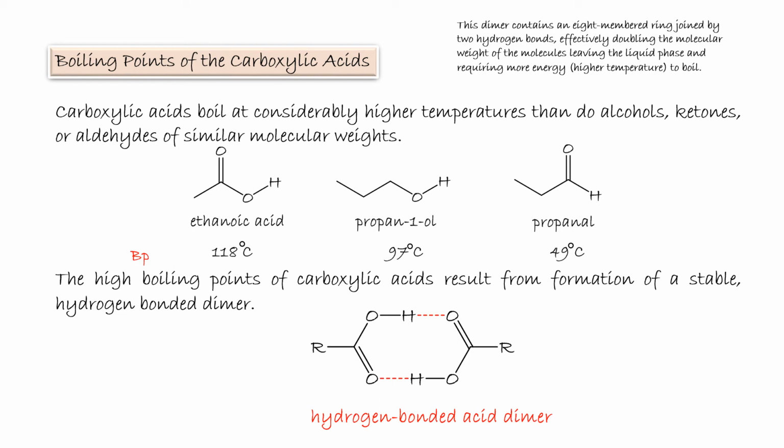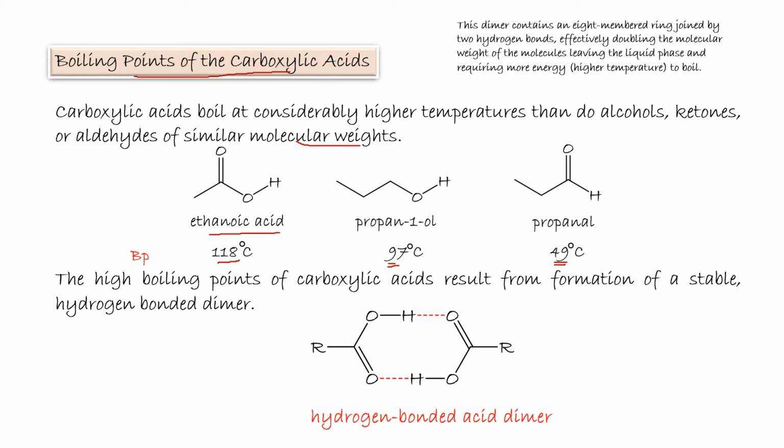Boiling points of carboxylic acids. Carboxylic acids boil at considerably higher temperature than do alcohols, ketones, and aldehydes of similar molecular weight. So ethanoic acid is 118, propanol is almost very close, the same molecular weight, 97, and propanal, the aldehyde, it's 49.